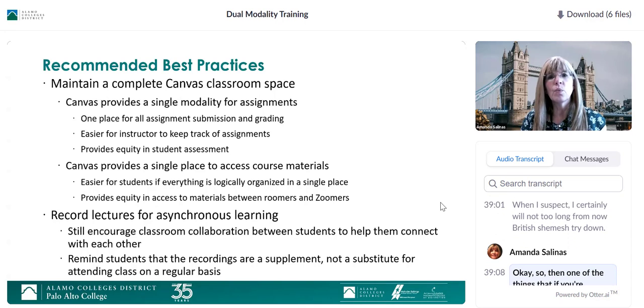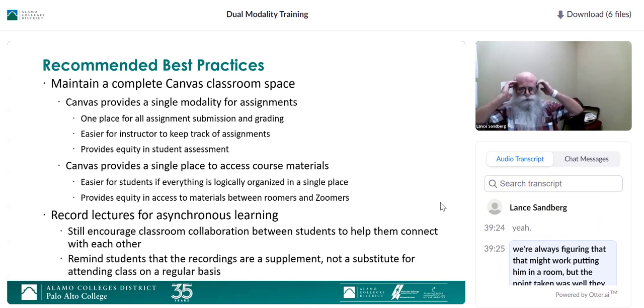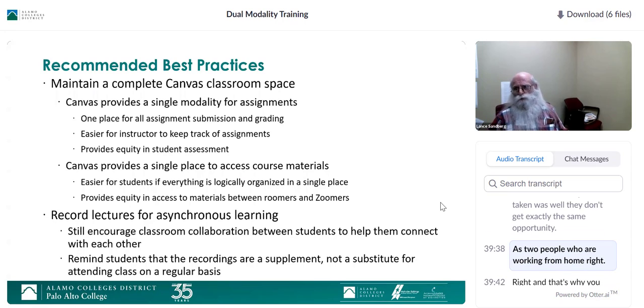Okay, so one of the things, if you're concerned about that, is you could allow your roomers who come in to perhaps take their test in the library or the Mega Lab if it's open. I was figuring that might work, putting them in a room, but the point taken was, well, they don't get exactly the same opportunity as people who are working from home.